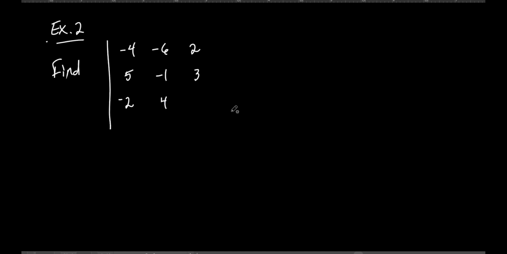Example 2. All right. It says find the value of, I'm just going to put find. All right. So it's a 3x3 matrix. Here we go. Putting real numbers in this time. 5, negative 1, 3. You guys writing this down? I see some people not writing. All right. I'm going to put it down here so I have some room.